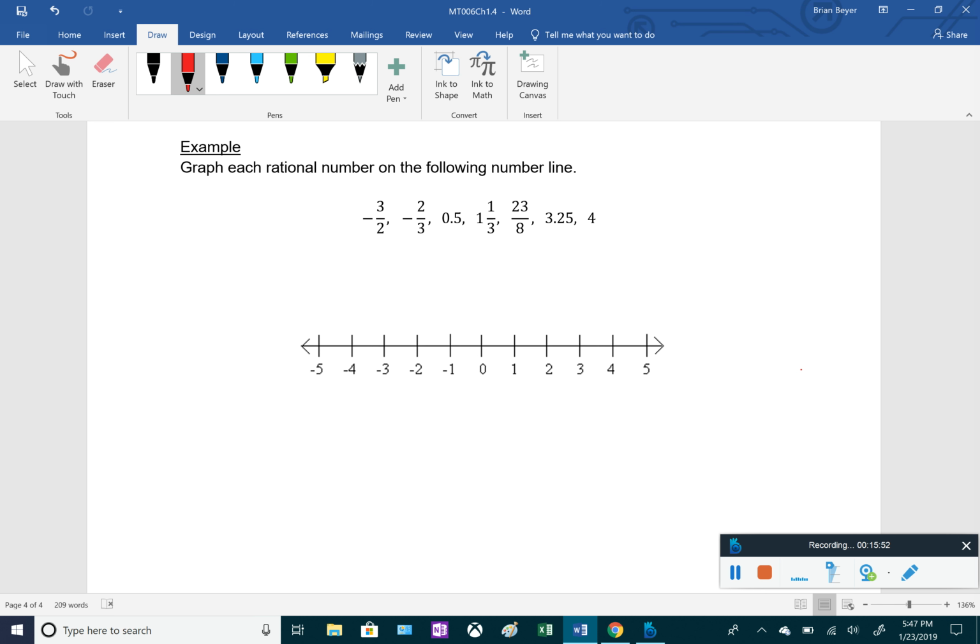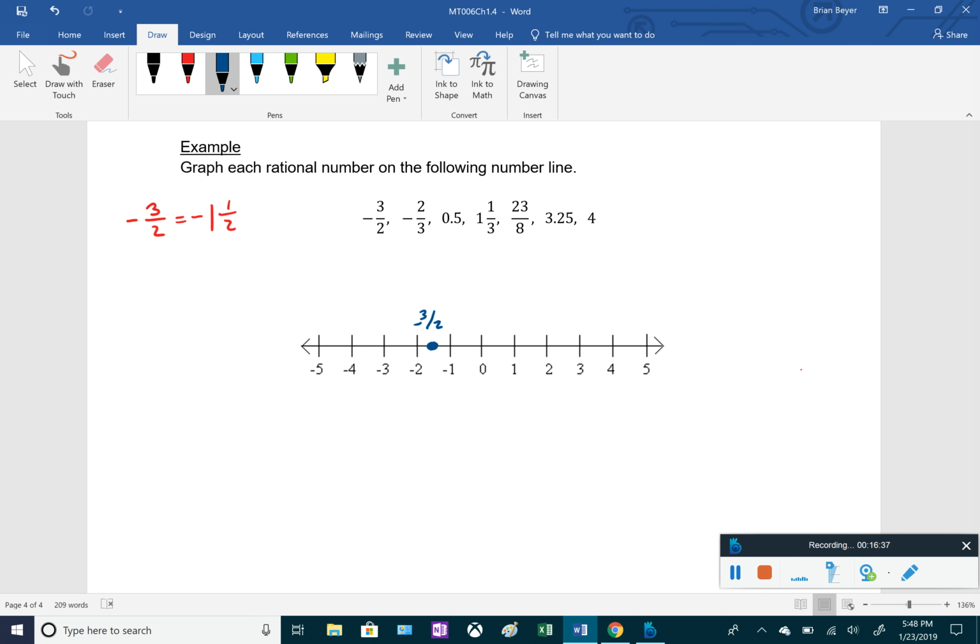So for the first one, negative 3/2, this is an improper fraction. It's one of them where you probably should know the decimal or the mixed number representation off the top of your head because it pops up a lot. If you don't, you would divide it, 3 divided by 2. This would give you negative 1 1/2. So this is negative 1.5. So that's going to be right here. So that's negative 3 halves.